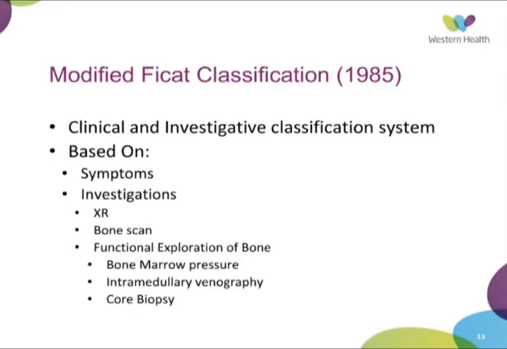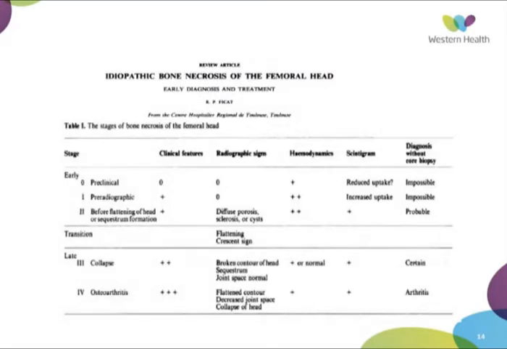This is quite a complicated looking slide, but to break it up, I think the staging system is important to delineate whether someone's pre-collapse or has had collapse. And so this helps in thinking about it as either being early transitional, where you have a crescent sign, and subsequently with late, which is a patient that then presents with collapse. He goes through radiological markers with an X-ray and bone scan, as well as the hemodynamics on the biopsy itself.